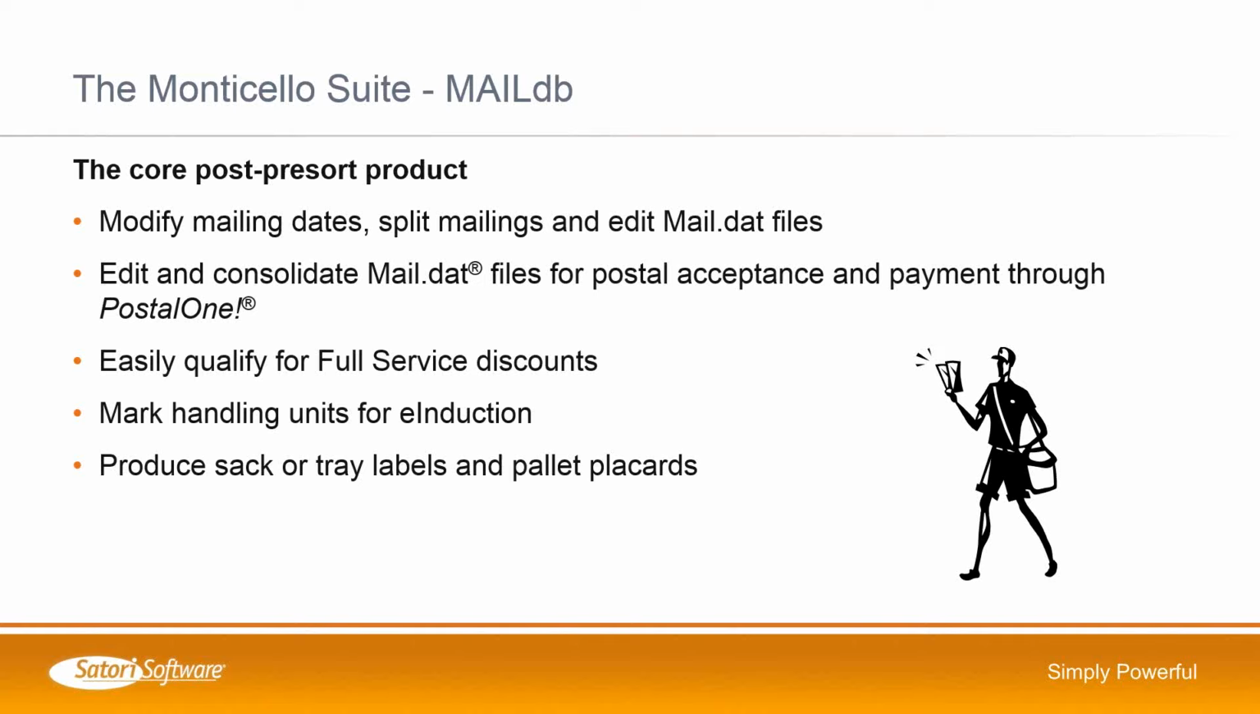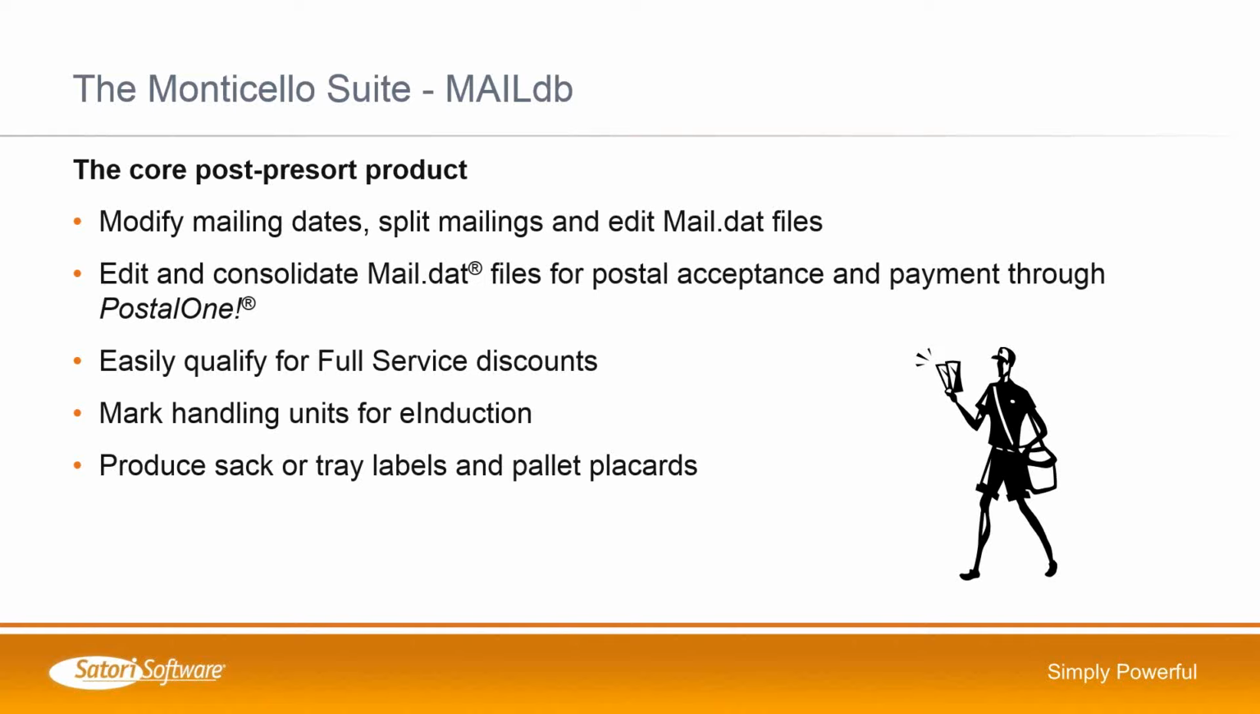I'll share some examples. You might plan your mailing to go out on a certain date, but your supplier experiences a delay in getting the product to you. So you've already prepared your mailing using that original planned mailing date, and if you don't ship it on that date, your mailing may no longer be legal. So Monticello lets you very easily and quickly change that mailing date in your mail.dat file right there on the spot on the production floor.